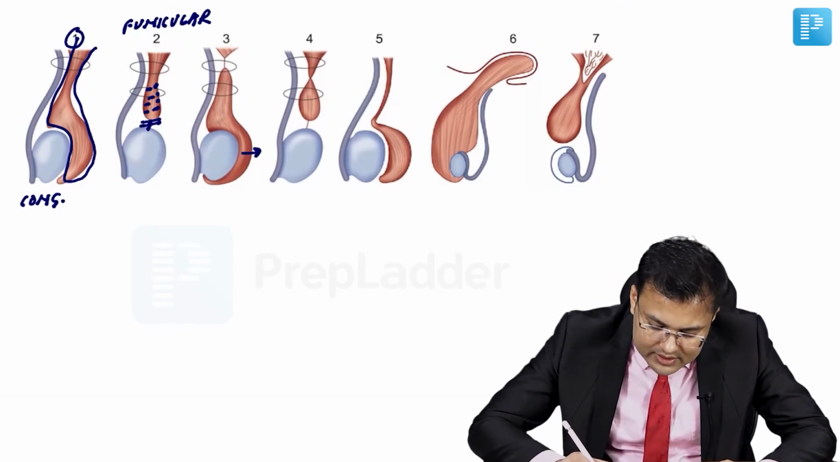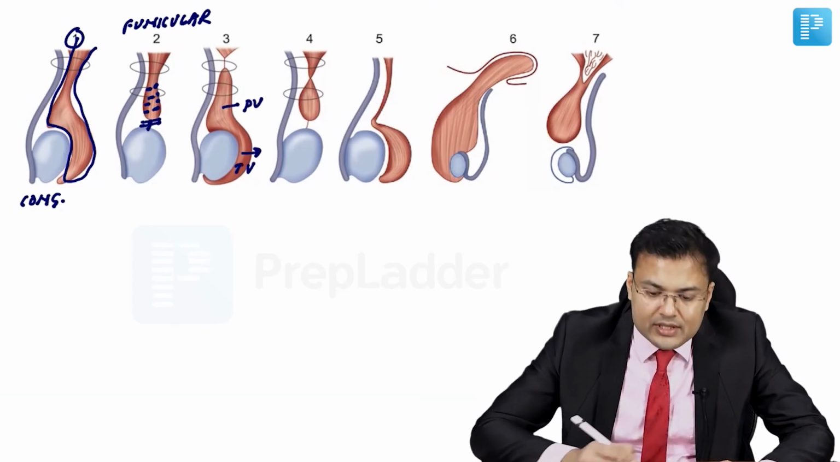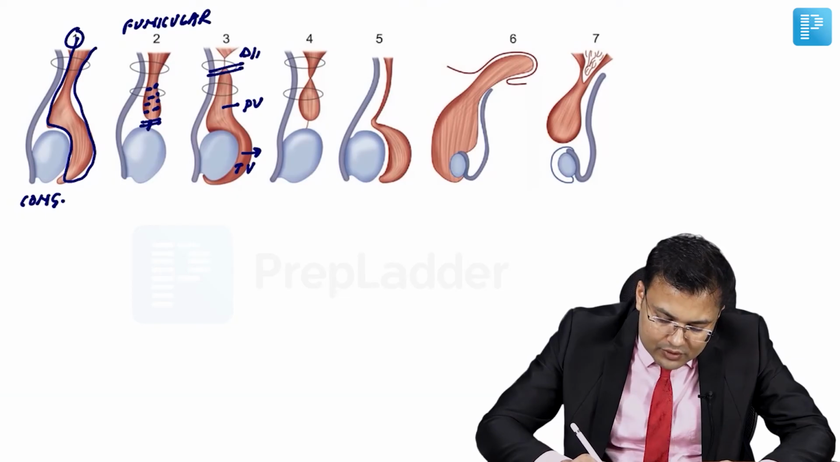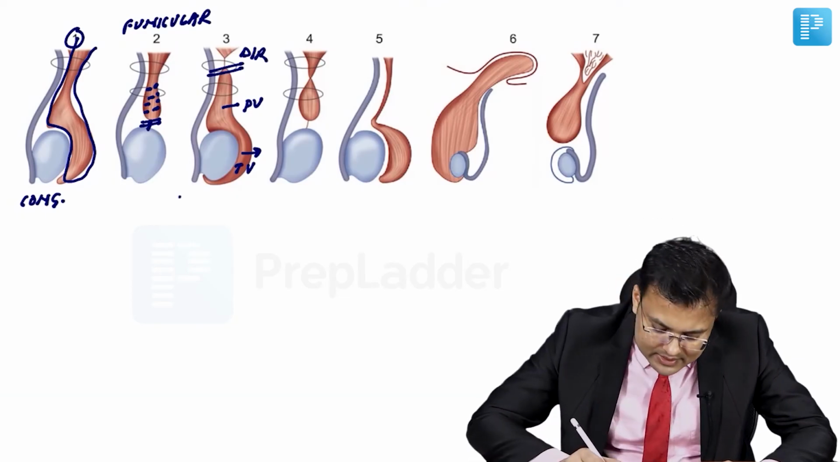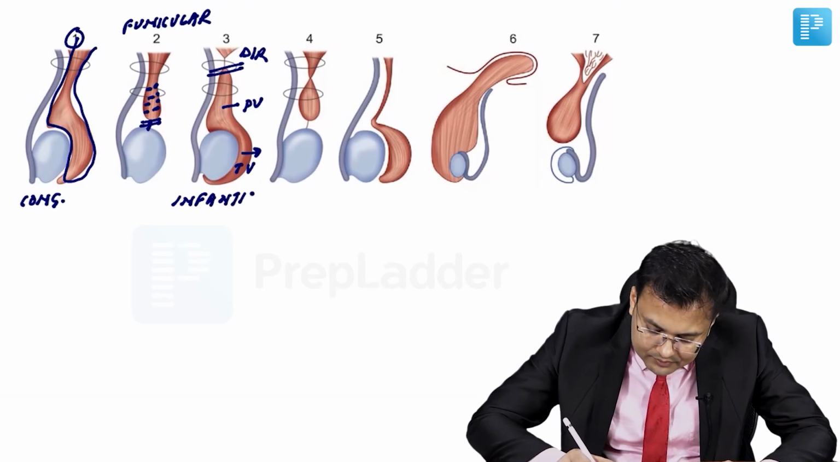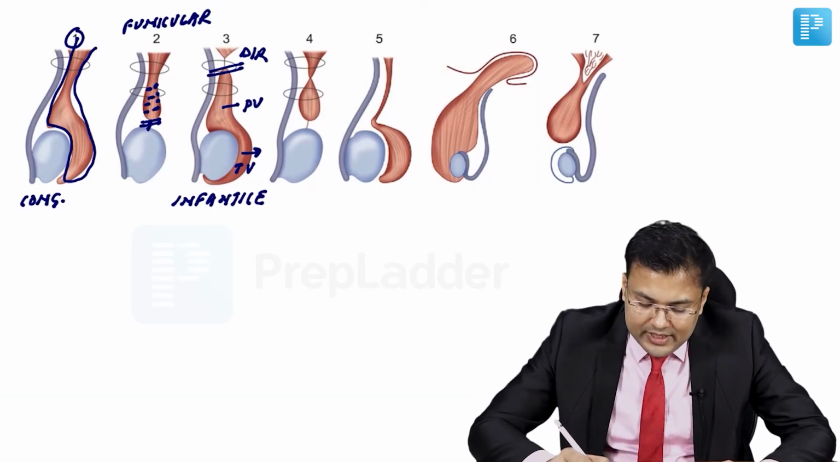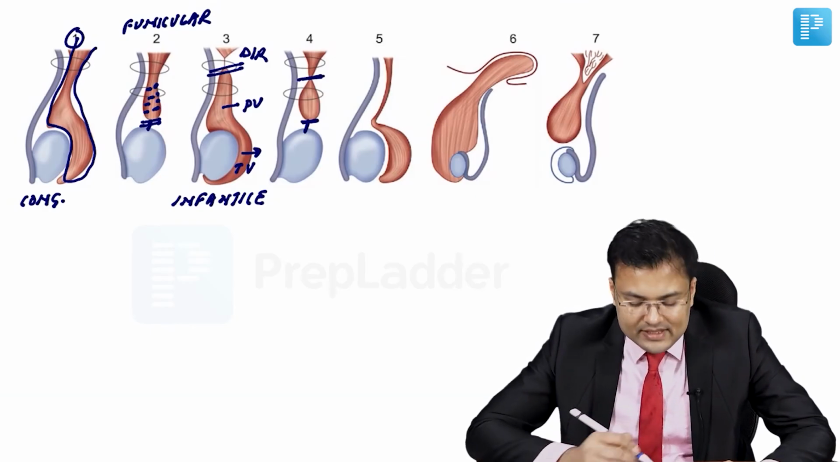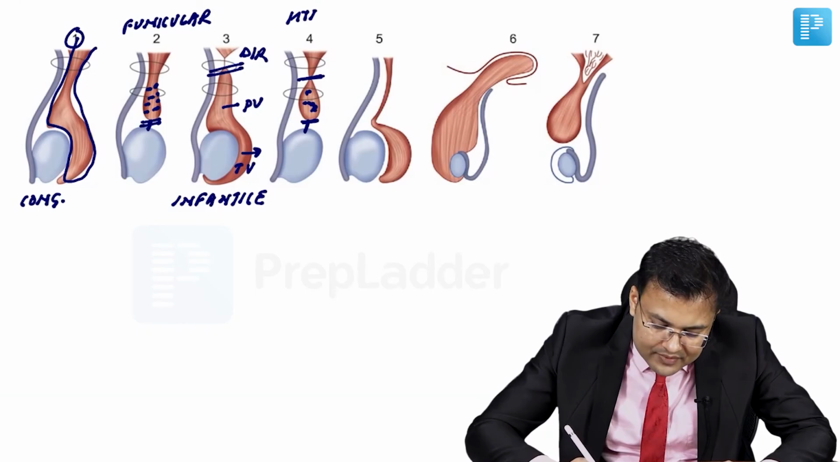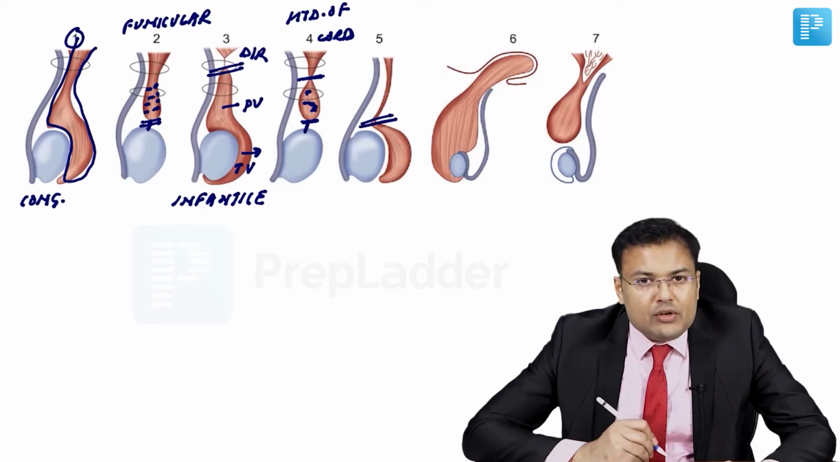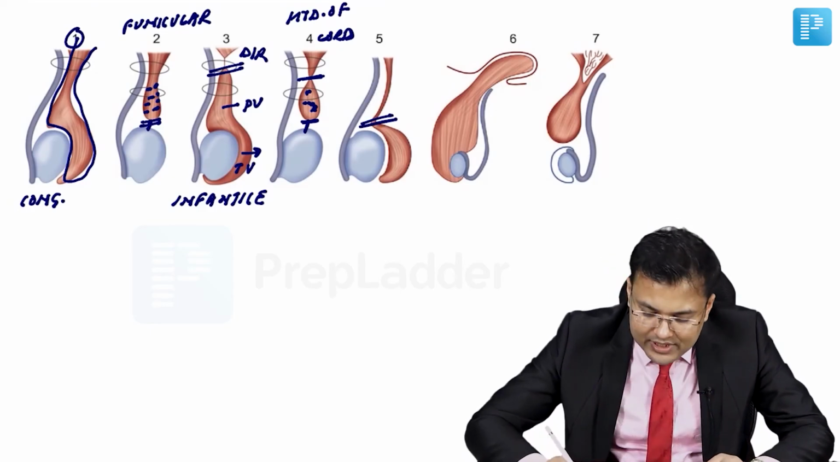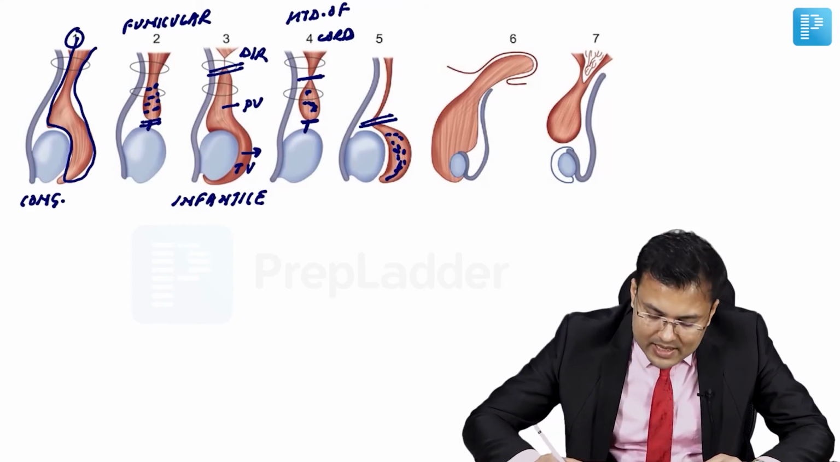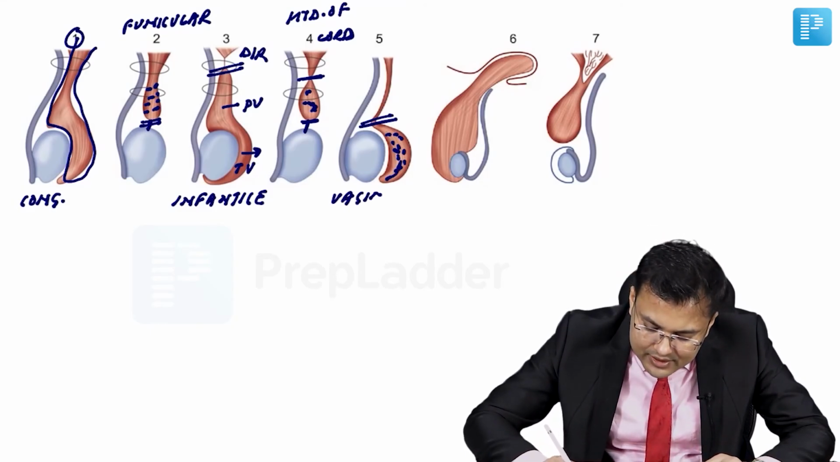See the third one. This is tunica vaginalis and this is processus vaginalis. This is distended up to the deep ring. So which type? This is infantile. Now see the fourth. Here you can see there is obliteration of the lower and upper part of processus vaginalis with fluid collection in this central part. So this is hydrocele of cord. See the fifth one. Here you will notice that there is fluid collection within the layers of tunica vaginalis. Clear? So what is the type? This is vaginal hydrocele.